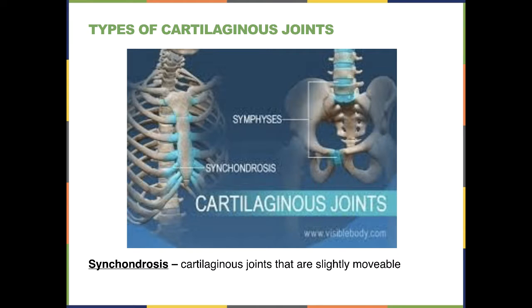Contrary to that, on the right here we have what's called a symphysis, and a symphysis is a cartilaginous joint that doesn't move. There's the symphysis pubis, which is the one on the front here, and then the symphysis between the vertebrae. Both of these are cartilaginous areas, and both of these allow for no movement.